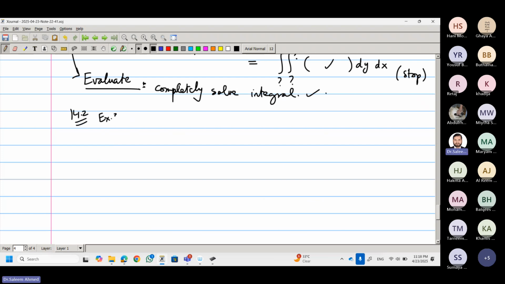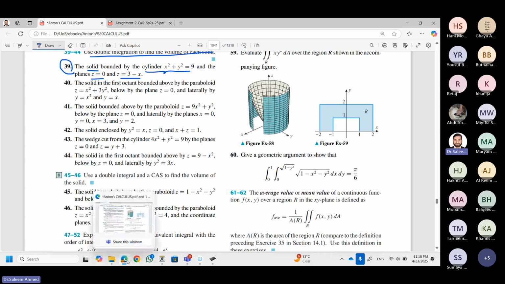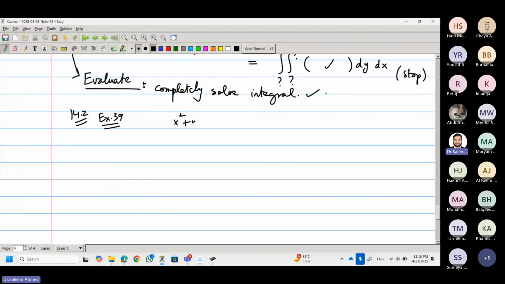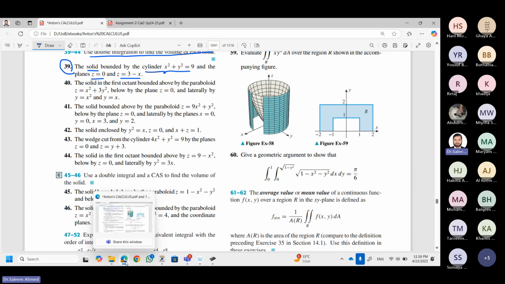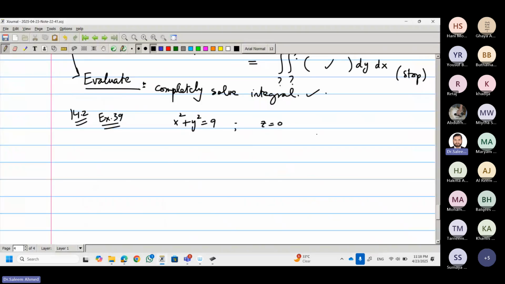Exercise 39. They gave you a cylinder, x squared plus y squared equals 9, and then they said z is equal to 0, meaning the xy plane. You are above the xy plane and below another surface, 3 minus x. So these are the three things. Now I don't know which one is my surface. I need a top surface.